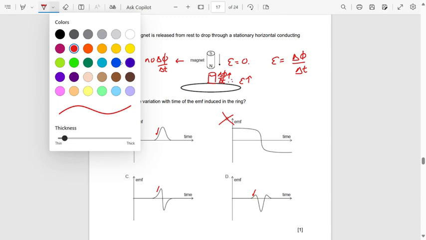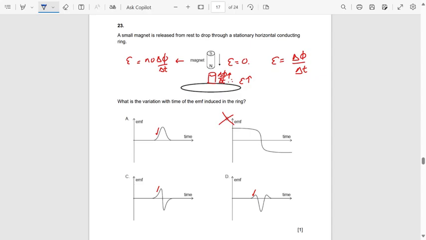Okay, I'm going to do the next bit in blue. So when it passes through the center, like here, there is no change in flux. Therefore, E drops to 0 momentarily. Okay, so this one doesn't drop to 0 momentarily, so it's not that one. It could be here, and again, it could be this one. And now it's going to carry on passing through.